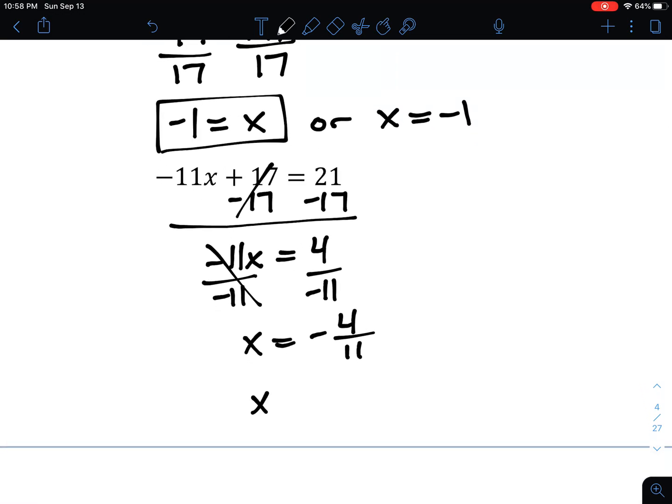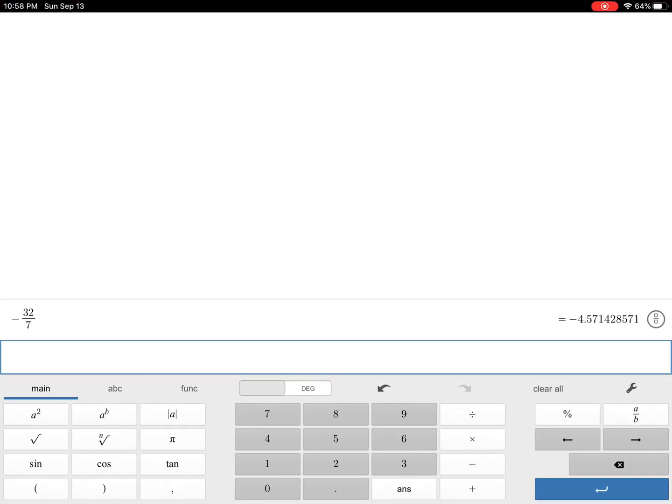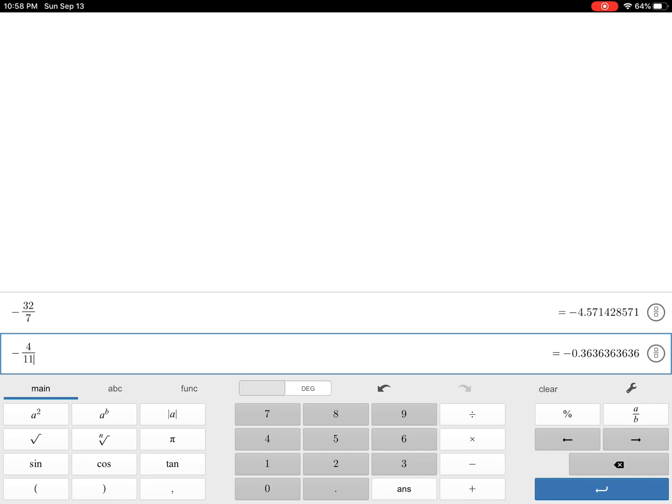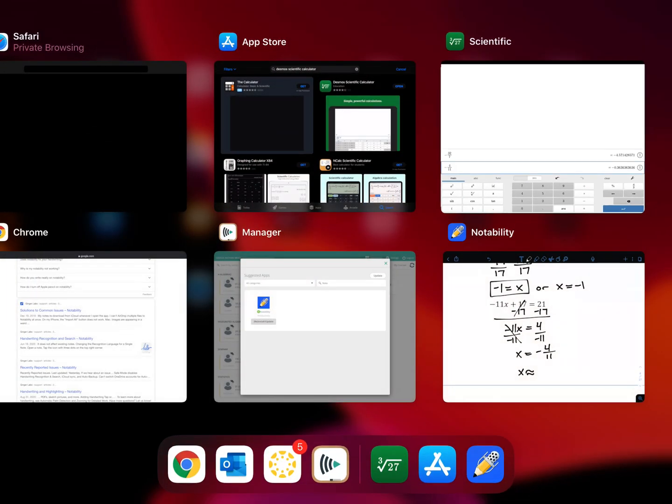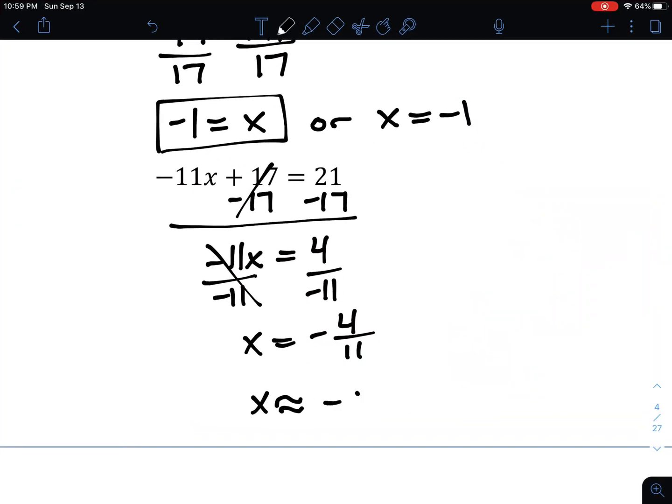Now again, we wanted to round to the nearest tenth. So let's go back to our calculator and type this one in. Negative 4 divided by 11. And we get negative 0.36 repeating. Again, we're rounding to the nearest tenth. So that's negative 0.3. But after the 3 was a 6. So once again, we're going to have to round up. Would be negative 0.4.